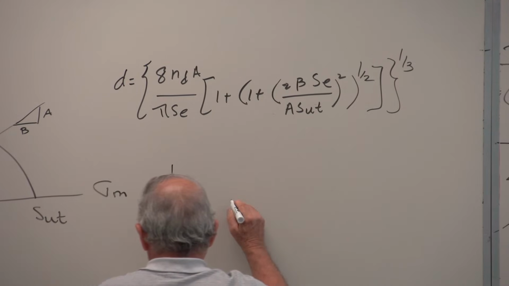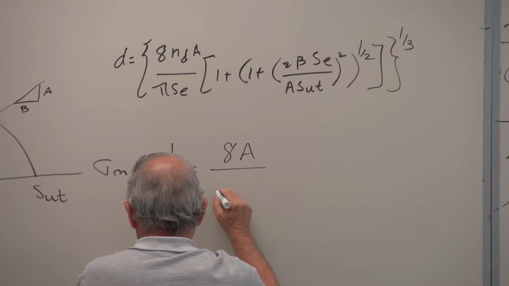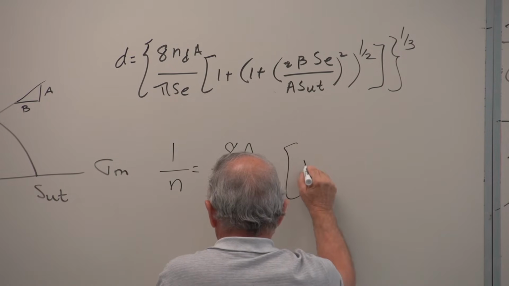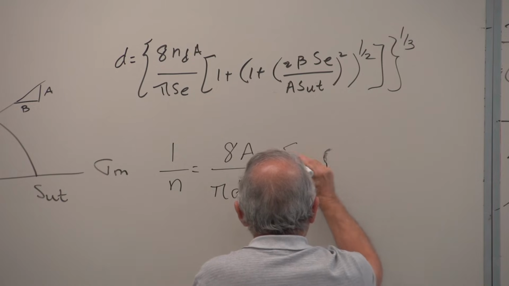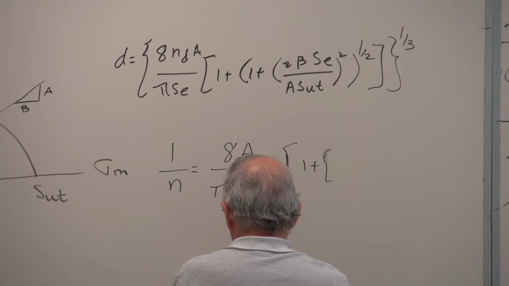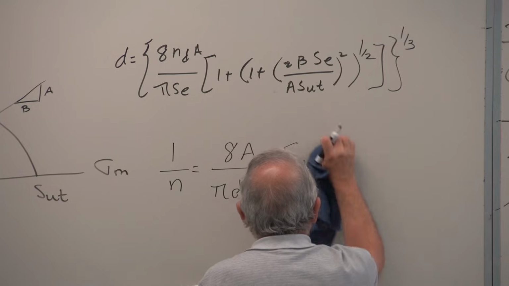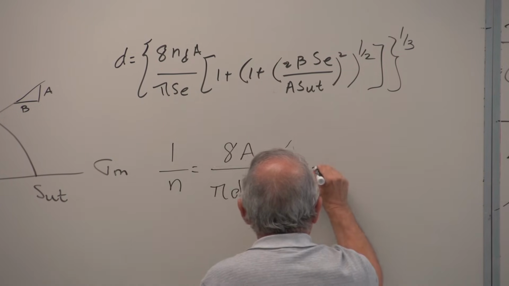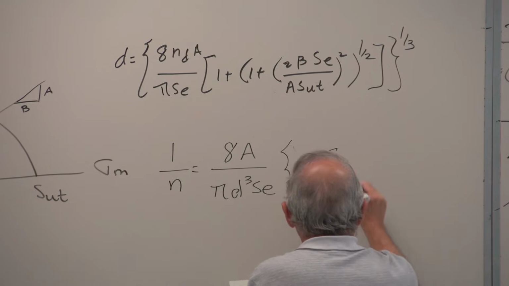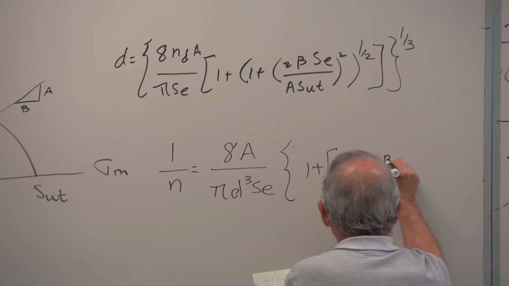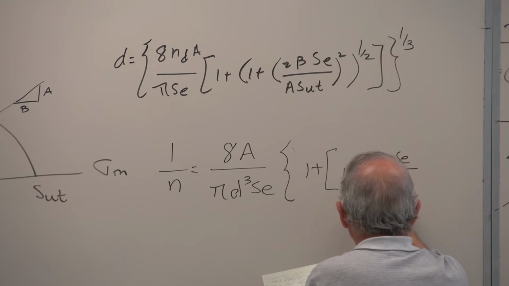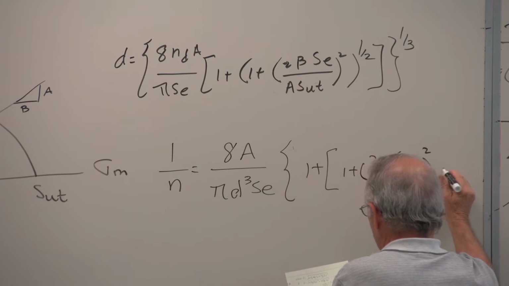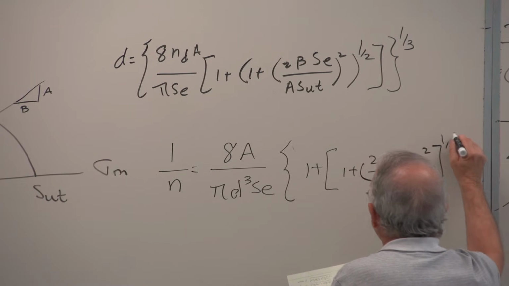1 over n, this is not a factor of safety. 8A divided by pi d cubed SE times 1 plus 1 plus 2B SE divided by A SUT squared to the 1/2.